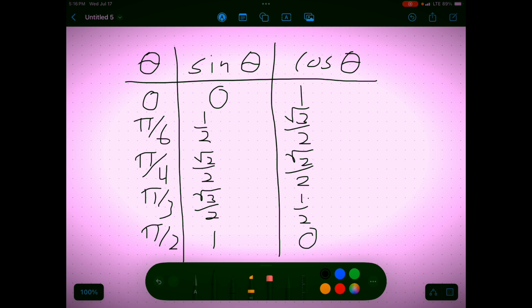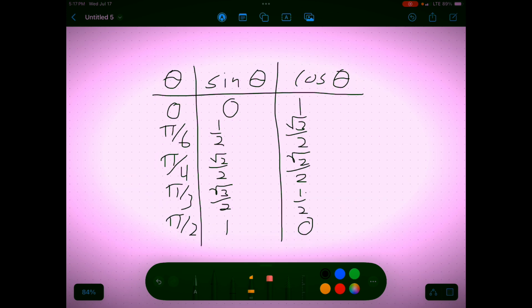Now, I think it's pretty obvious that sine and cosine are the same pattern, just in the opposite direction. We go 1, radical 3 over 2, radical 2 over 2, 1 over 2, and 0. So cosine is consistently decreasing between 0 and pi over 2. And sine goes from 0, 1/2, radical 2 over 2, radical 3 over 2, and 1. So sine is increasing from 0 to pi over 2. Now, how do you ultimately remember that?